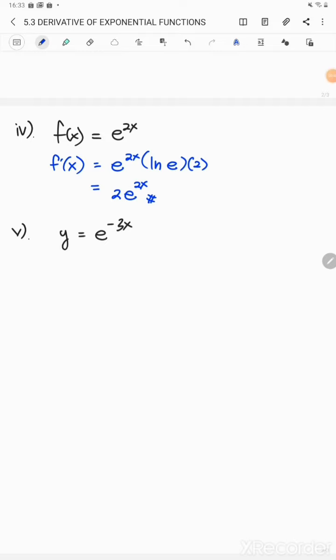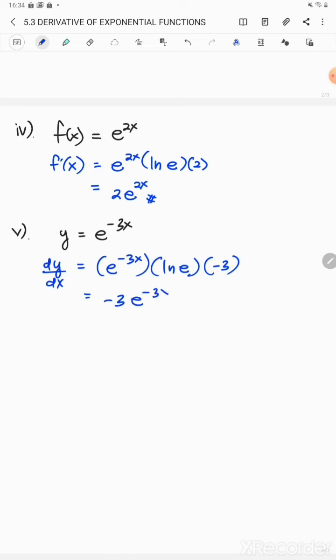Okay, number 5 question is y equals e power of negative 3x. Differentiate this. You can write dy over dx equal to, copy all terms, c power v, and then ln c, now e. And then v prime, differentiate negative 3x, so we get here negative 3. Simplify this, we get negative 3 e power of negative 3x. That's all. This is the answer.